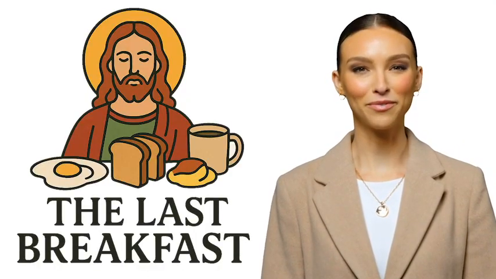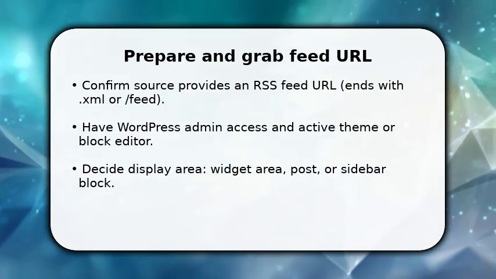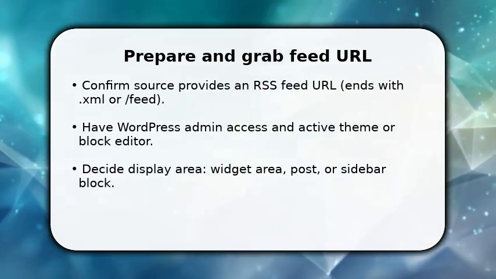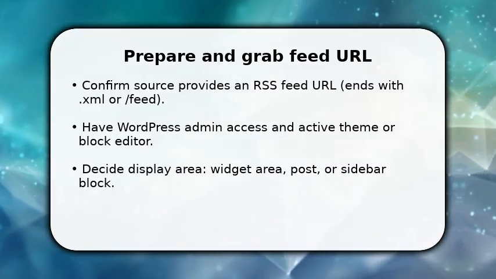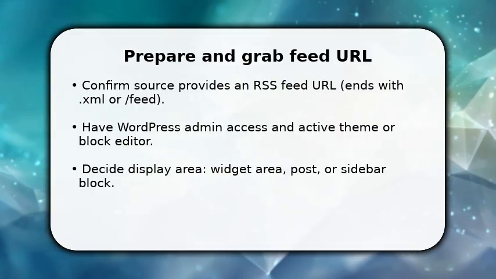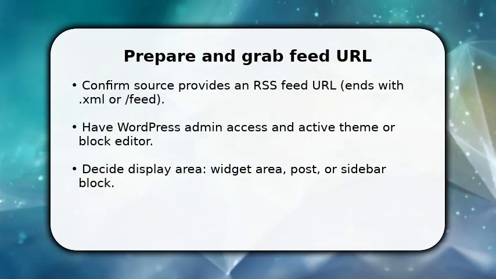Please enjoy the video. You start by confirming prerequisites. You need admin access and a source RSS URL. Once you have that feed link, often ending with XML or /feed, open the WordPress dashboard and decide whether you'll use a widget, a block inside a post, or the sidebar.